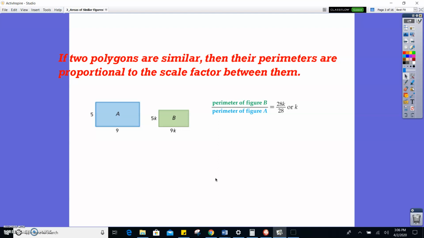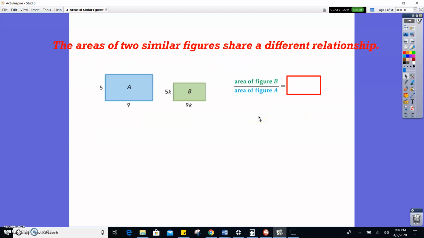If two polygons are similar, then their perimeters are proportional to the scale factor between them. So the ratio of the new similar figure over the original similar figure is equal to the scale factor, or K. The actual areas of two similar figures have a different relationship. Since we have affected more than one dimension by the scale factor, the ratio of the areas of two similar figures actually becomes the scale factor squared.